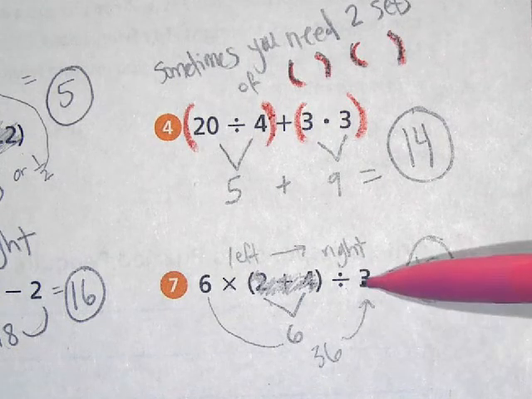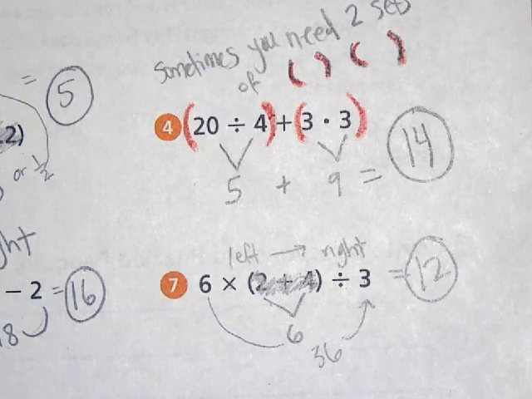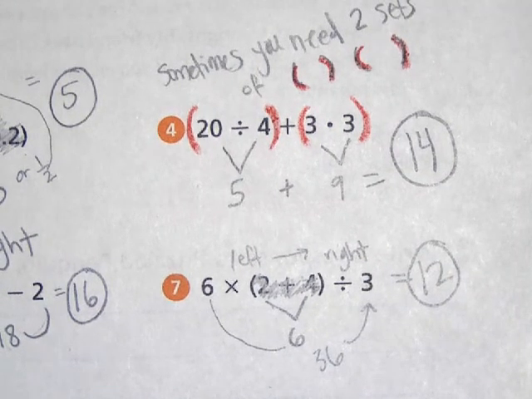Did you get 12? You should have. Because I did 6, connected it down here. 6 times 6 is 36. And then I divided 36 by 3 and got 12.